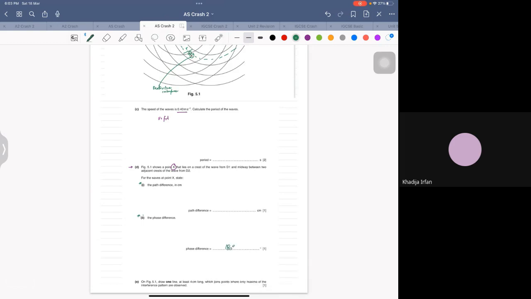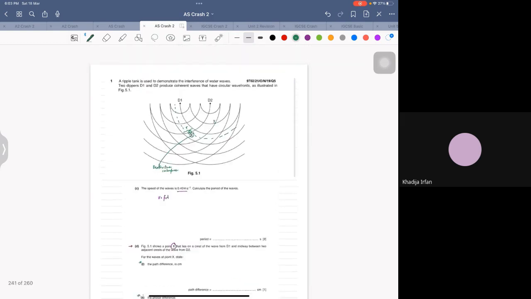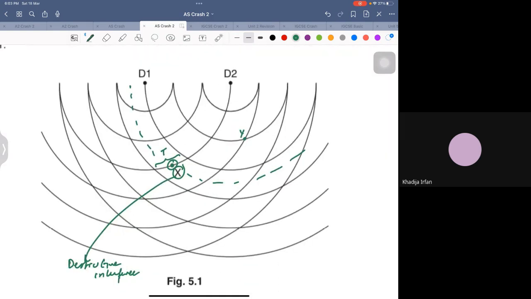Now we need to look at the path difference, and path difference is important because we need to know the difference of path between the two sources and this point. So how would you do this in the actual exam? You are going to use your ruler. You are going to draw a straight line from here to here, this would be your first step. Then you're going to draw a straight line from here to here. Is it clear?